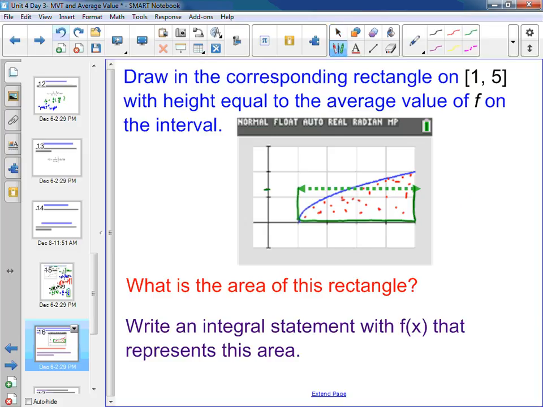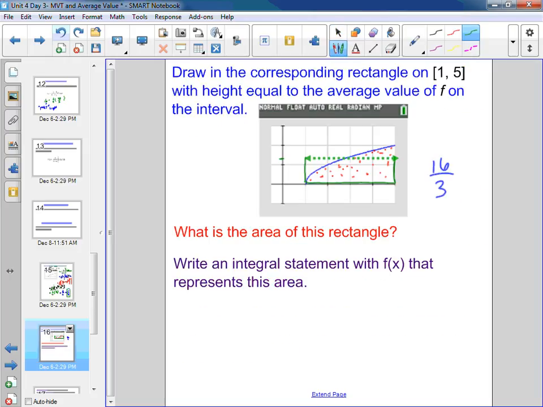16/3. What's the exact area underneath the blue function on 1 to 5? Say it again. What's the exact area underneath the blue graph on the interval 1 to 5? 16/3. Write an integral statement with f of x that represents this area. What would it be? Integral from 1 to 5.